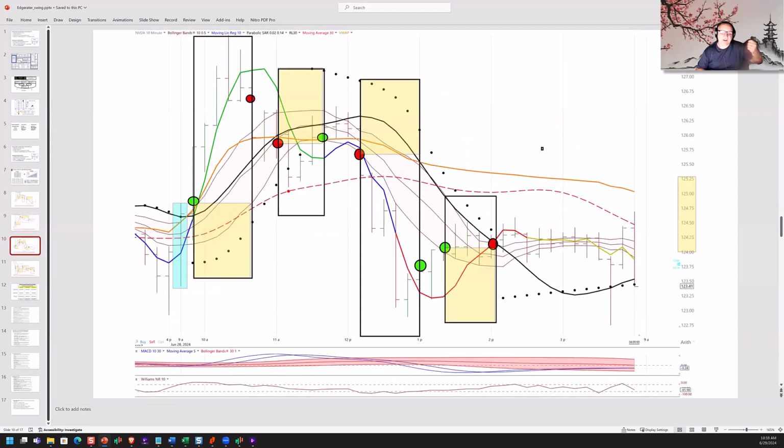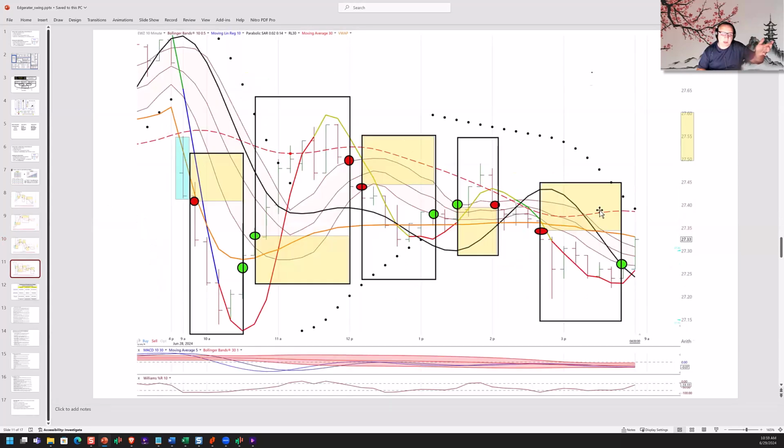He sent me NVIDIA, breakout, reversal for a scratch, reversal for a big win, and another scratch. So 2 out of 4 trades paid off. 4R on that one. EWZ, same thing. This one got about 2R.